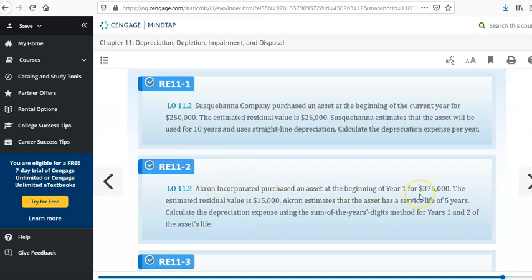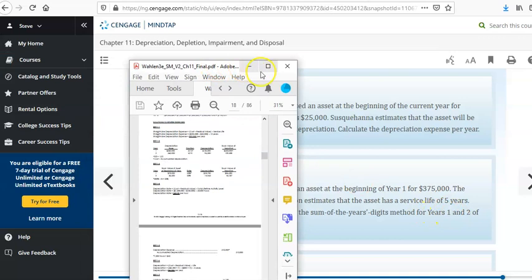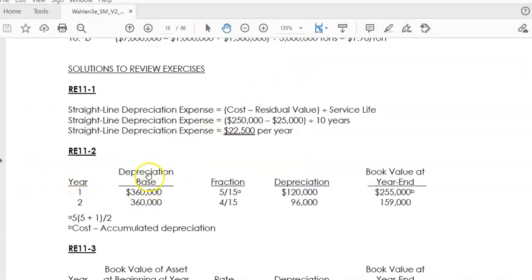Akron Incorporated buys an asset at the beginning of year one for $375. Residual is 15. The asset will have a life of 5 years. Calculate depreciation using sum of the years for years 1 and 2. So this is the sum of the years digits. Let me get it back on the screen. You already saw the answer before, but it's right here again. So remember how that works.